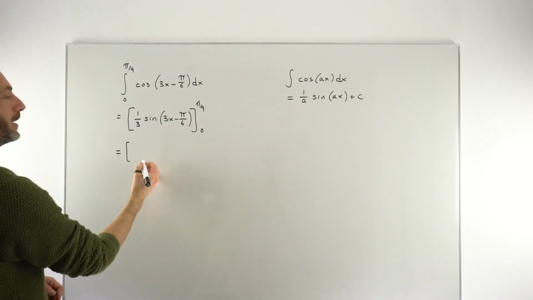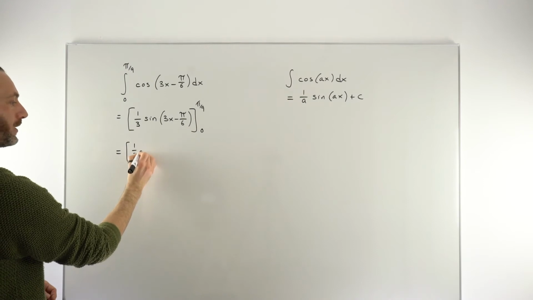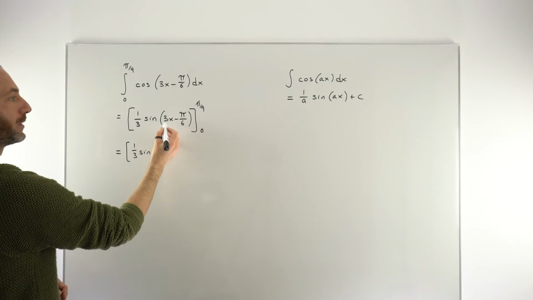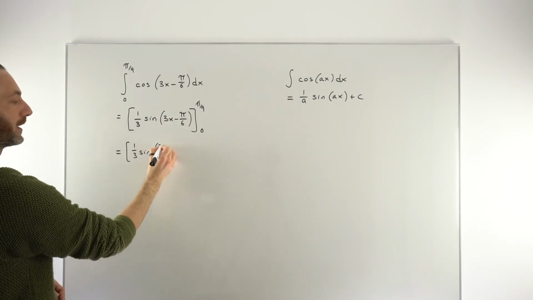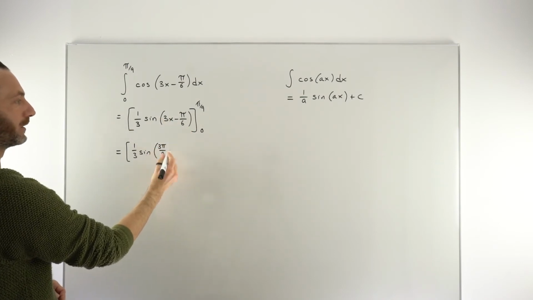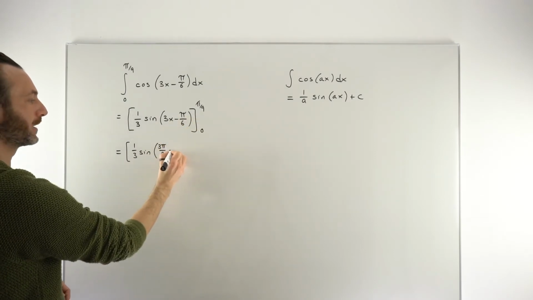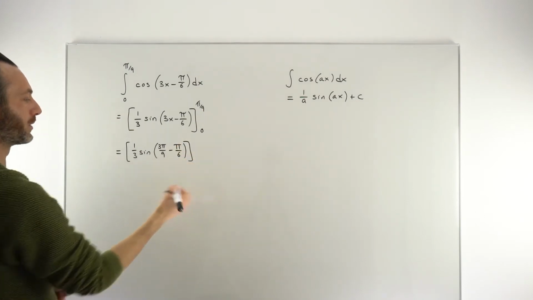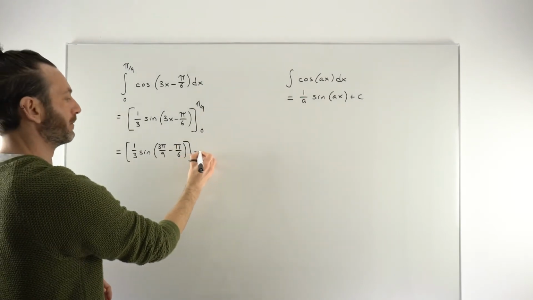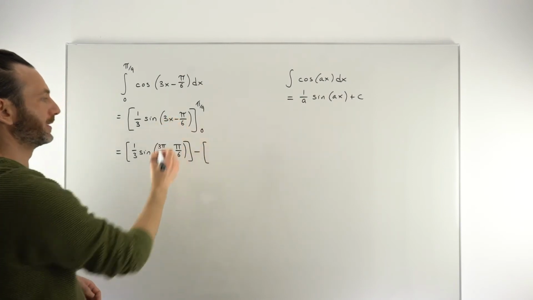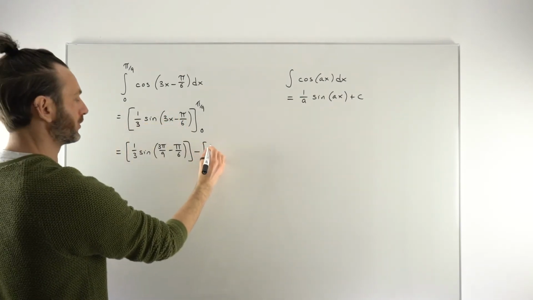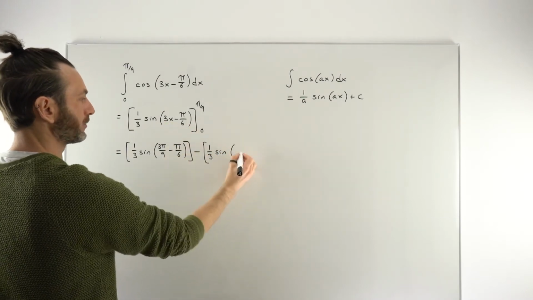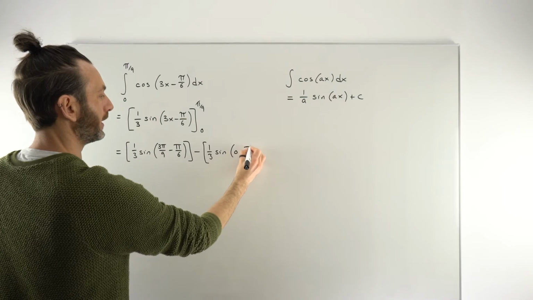When I put in the pi by 9, I'm going to get 1/3 sine. This bit here is going to be 3 times pi by 9, so I'm just going to write that as 3 pi by 9. All I've done there is replace the x with pi by 9, and we're going to be subtracting from that pi by 6. Then I'm going to use a square bracket to keep that tidy for the second limit subbed in, which is 0. So it's going to be 1/3 times sine of 3 times 0, which is 0, minus pi by 6.